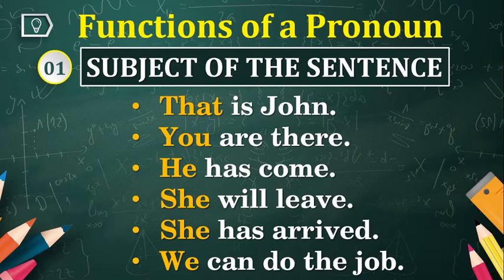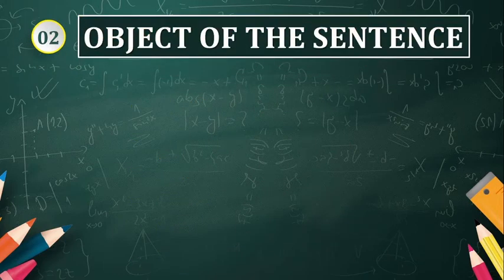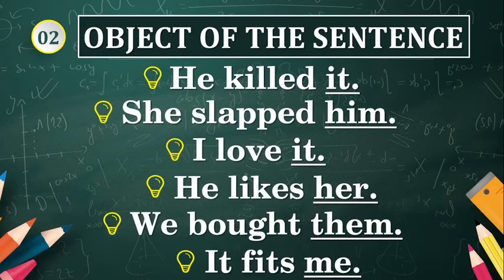Let's look at another function of pronouns. Pronouns also function as the object of the sentence. Let's see some examples. He killed it. Here, the it is representative of a particular noun, but is functioning in the objective position of the sentence. That is why we said pronouns also function as the object of the sentence. Let's see some more examples as displayed on the screen.